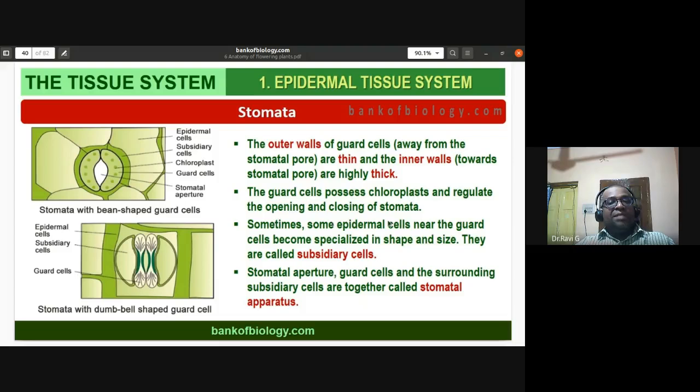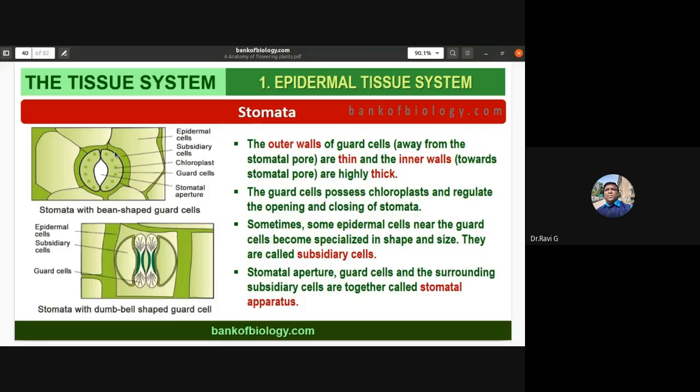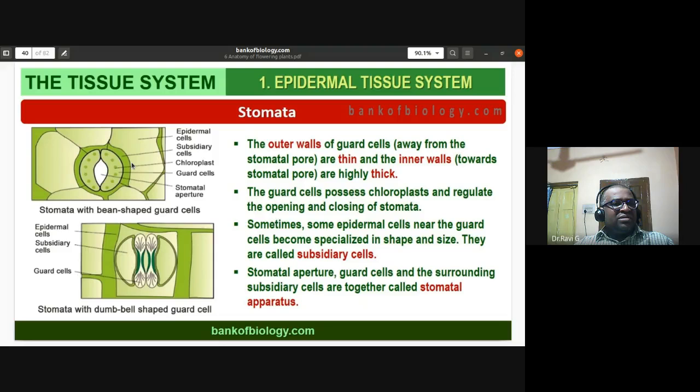Sometimes some epidermal cells near the guard cells become specialized in shape and size. They are called subsidiary cells. See, there are more types of stomata based on the subsidiary cell arrangement, like tetrahedral stomata. There are different types of stomata based on that. At degree level, you'll be studying that. We are not discussing the types of stomata based on the arrangement of subsidiary cells. But you can notice subsidiary cells. For your study, that is not required, so I'm not going into that information.